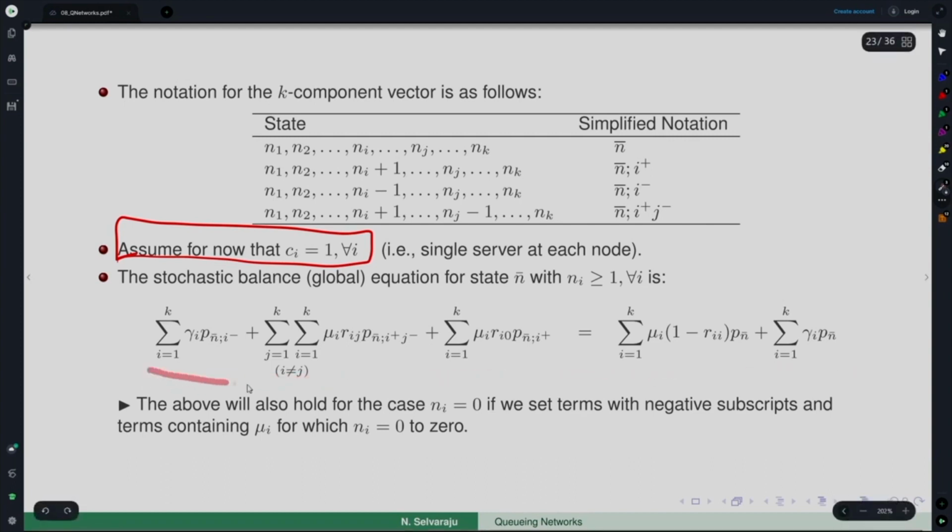Now, the same equation will also hold for the case of ni equal to 0, if we set the terms containing negative subscripts, and the terms containing mu i when the corresponding ni is 0, to 0. Okay. If you set those terms to 0, then appropriately it can come, right. If you write it down and set such terms equal to 0, that is basically the equations corresponding to the boundary states, right.